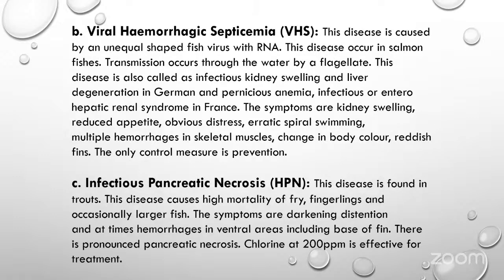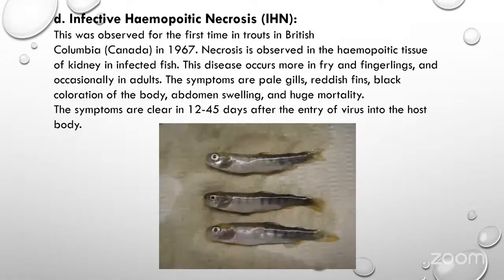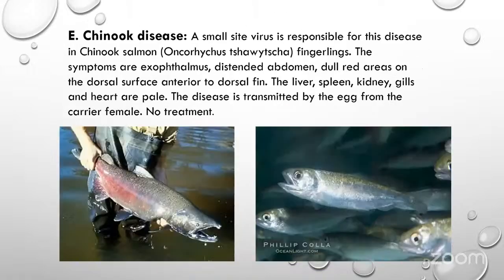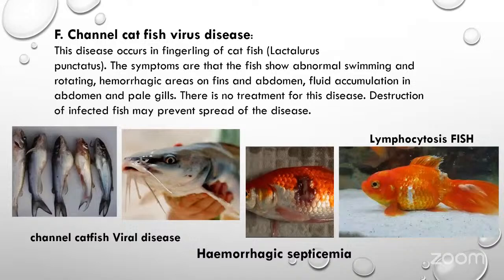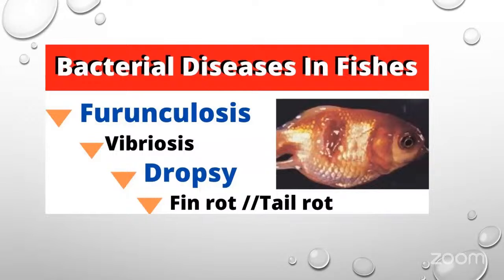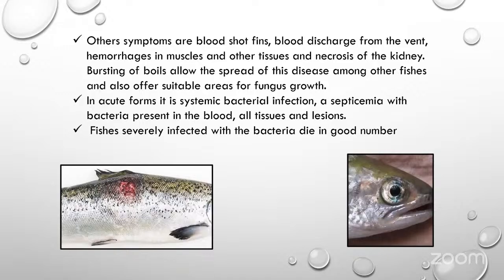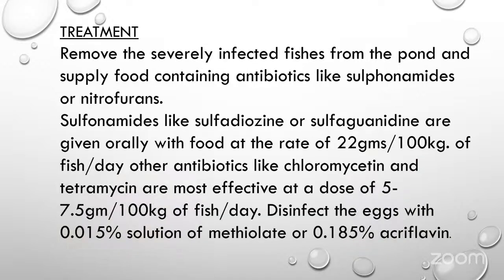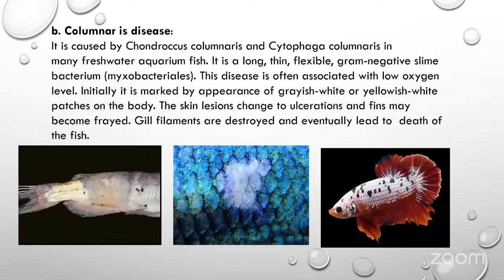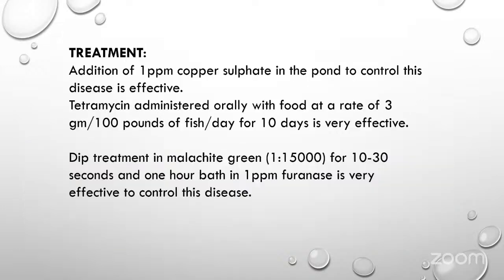viral hemorrhagic septicemia, infectious pancreatic necrosis, infectious hematopoietic necrosis, Chinook disease, channel catfish viral disease. So these are the viral diseases we have seen now. And these are the bacterial diseases: furunculosis, how the treatment should be given for furunculosis disease. And this is columnaris disease, the symptoms and the treatment also.